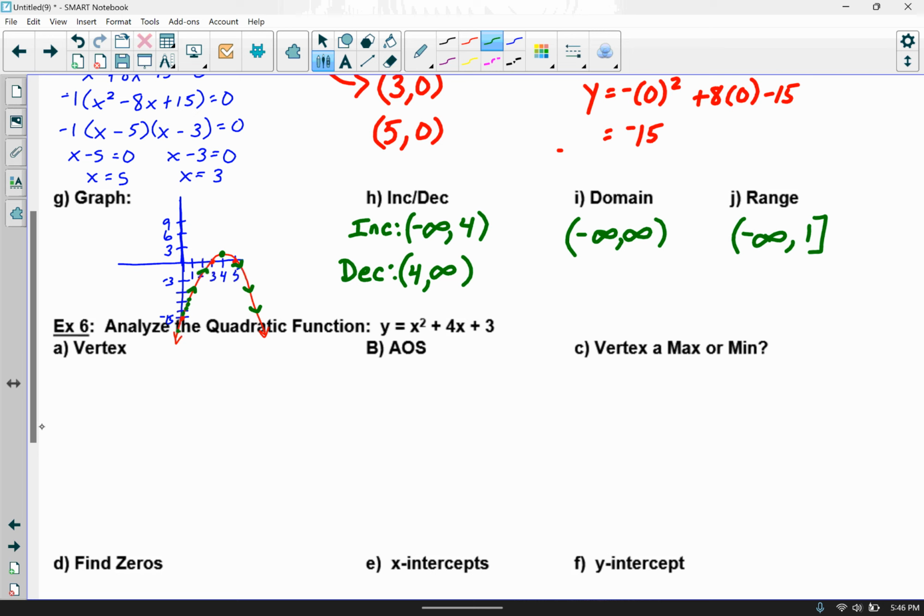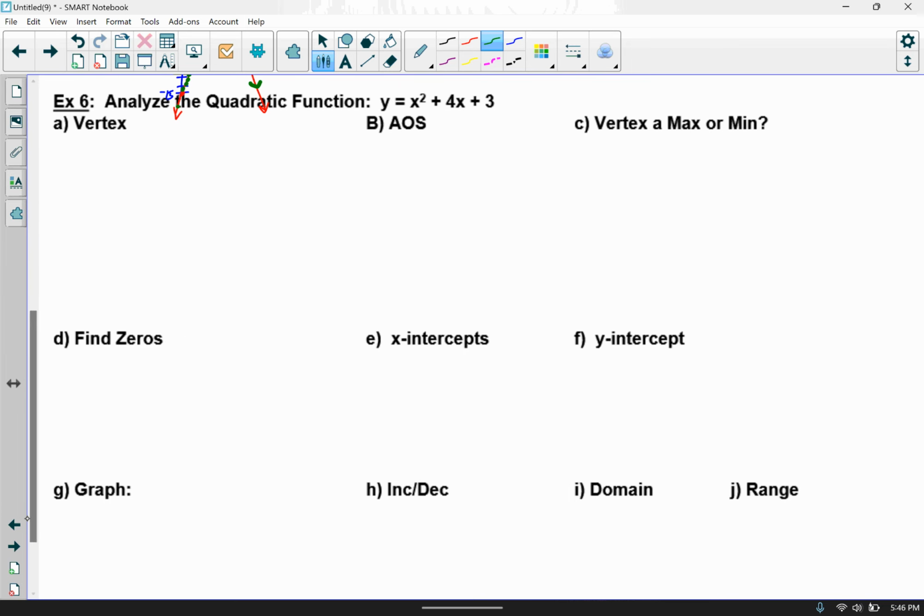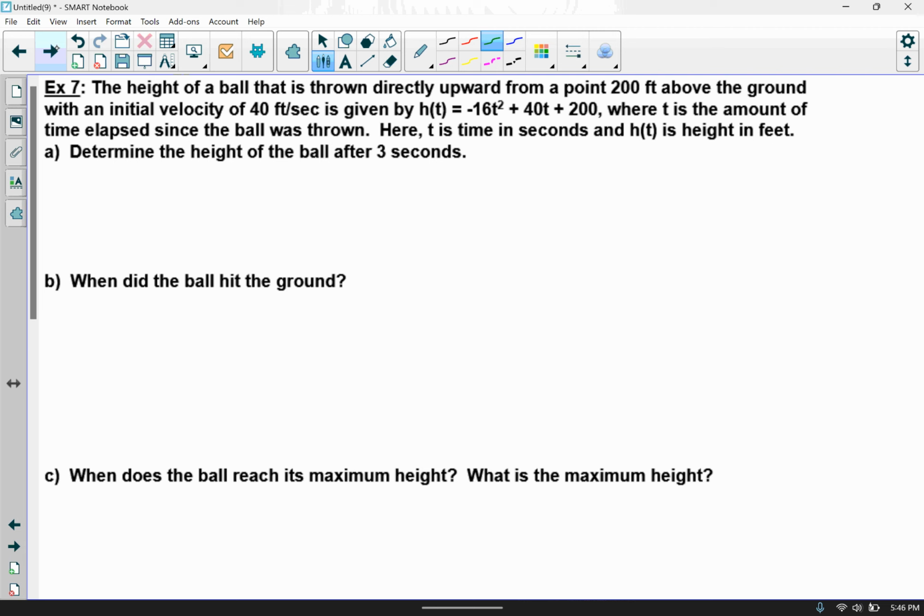I encourage you to definitely pause the video, try example 6 on your own, and check yourself by the solution key. I'm going to flip it over to the last page, and let's work through a couple of these application problems. In example 7, it says the height of a ball thrown directly upward from a point 200 feet above the ground with an initial velocity of 40 feet per second is given by this function here. Here's my height function. T represents time that has elapsed since the ball was thrown. Time is being measured in seconds, and height is being measured in feet.